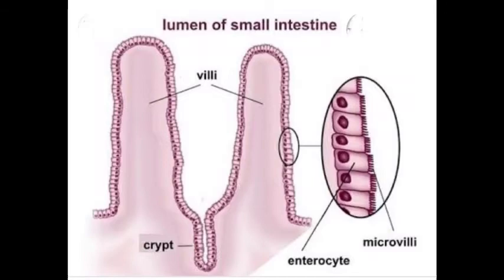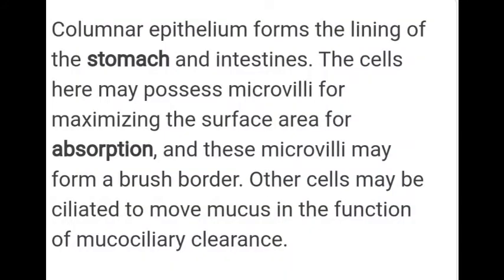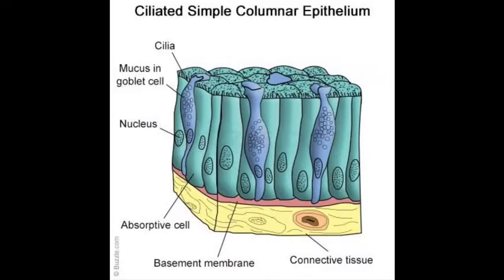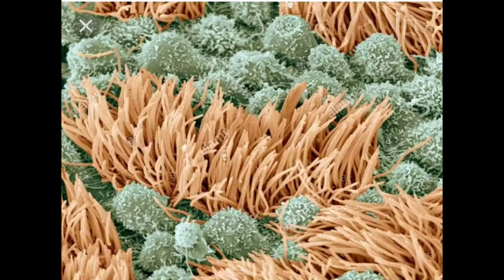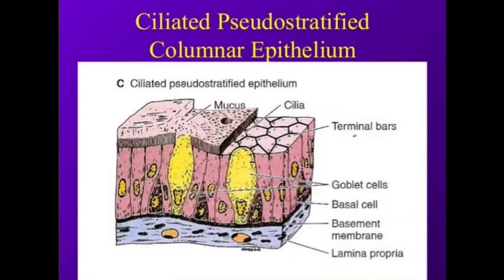Its function is of secretion and absorption, and it facilitates movement. In the respiratory tract, the columnar epithelial tissue also has cilia, which are hair-like projections on the outer surface of epithelial cells, which pushes the mucus forward to clear the respiratory tract. This type of epithelium is called ciliated columnar epithelium.